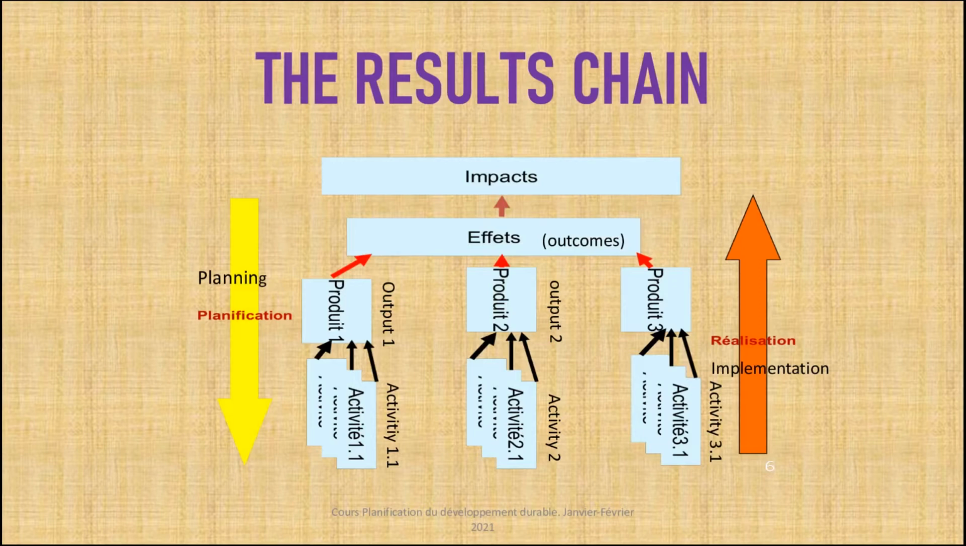So one of the major tools used in result-based management is the result chain, which shows the relation between the highest level of result, which is impact, the effect, the outcome actually, and the product and the activities. For the planning exercise, you go from top down. For the implementation, you go from the activities moving to the outputs, and from there go to the outcomes, and finally to the impact. So that's the result chain.